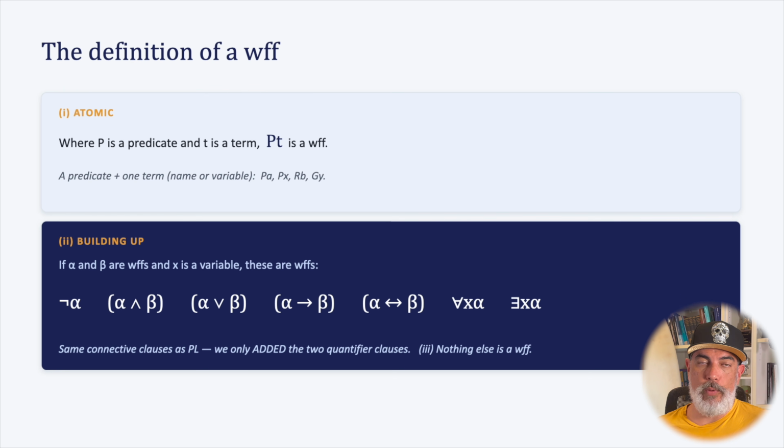as long as the first letter is capital and the second letter is lowercase. Part 2 of our definition: if alpha and beta are well-formed formulas, and x is a variable, then the following are well-formed formulas. Not alpha, alpha and beta, alpha or beta, if alpha then beta, alpha if and only if beta. We've seen all those already in propositional logic, but here are the 2 new ones: for all x alpha and for some x alpha. And then part 3 of this definition: nothing else is a well-formed formula.